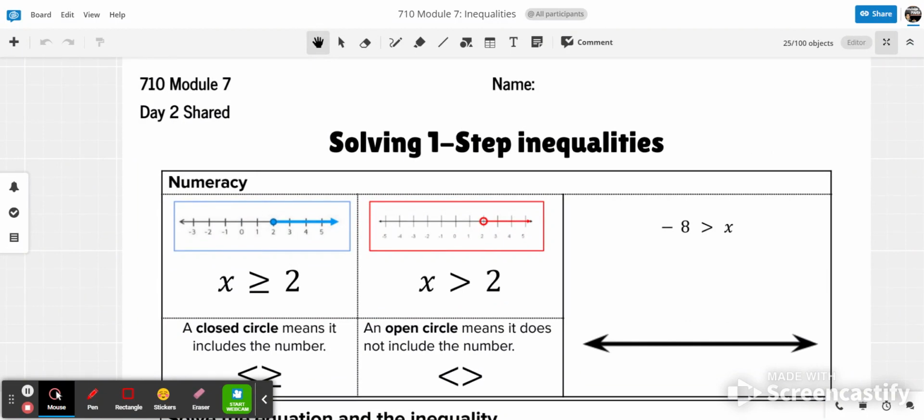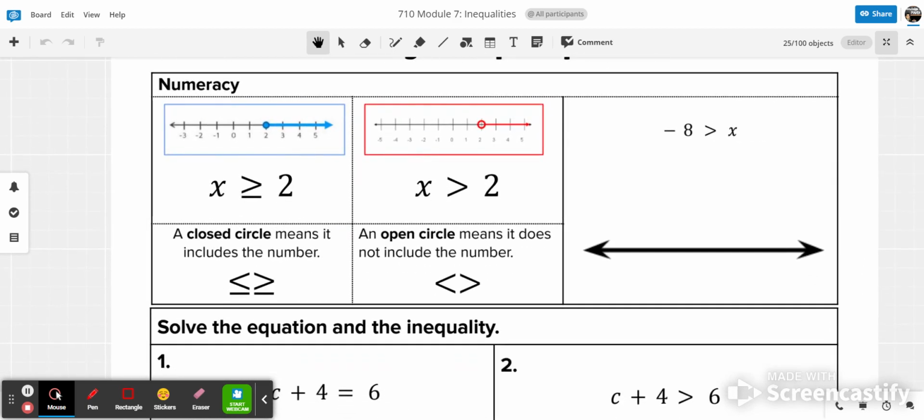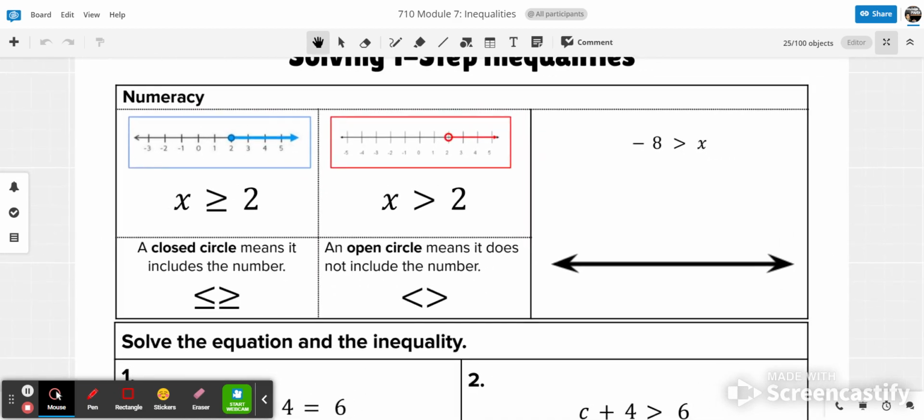So on our numeracy here, it tells us that a closed circle means it includes the number, right? Those are our equal to symbols that we talked about yesterday. So you have a greater than or equal to, a less than or equal to. As long as it's equal to, that circle will be closed. When it is an open circle, it does not include the number. Those are not equal to. So you see that red dot. It is not closed. It is not equal to.